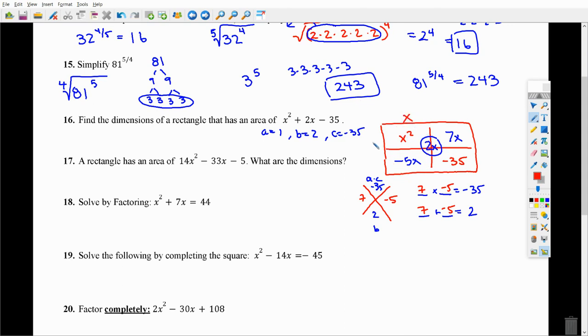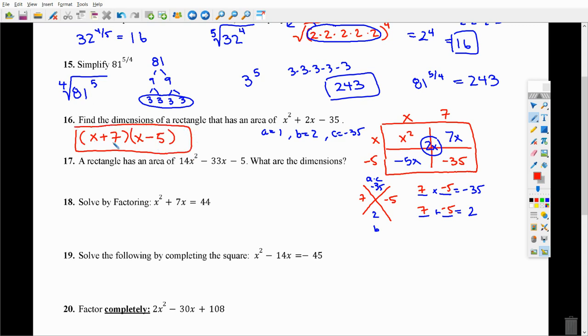So if this is x, how do I get x squared? It's going to be another x times x. Then you just keep going. What times x gives us negative 5x? Negative 5. What times x gives us 7x? It's going to be 7. And double check, does 7 times negative 5 give us negative 35? Yes, it does. So the last thing you have to do is just write it as a final statement. So our dimensions are x plus 7 and then x minus 5.